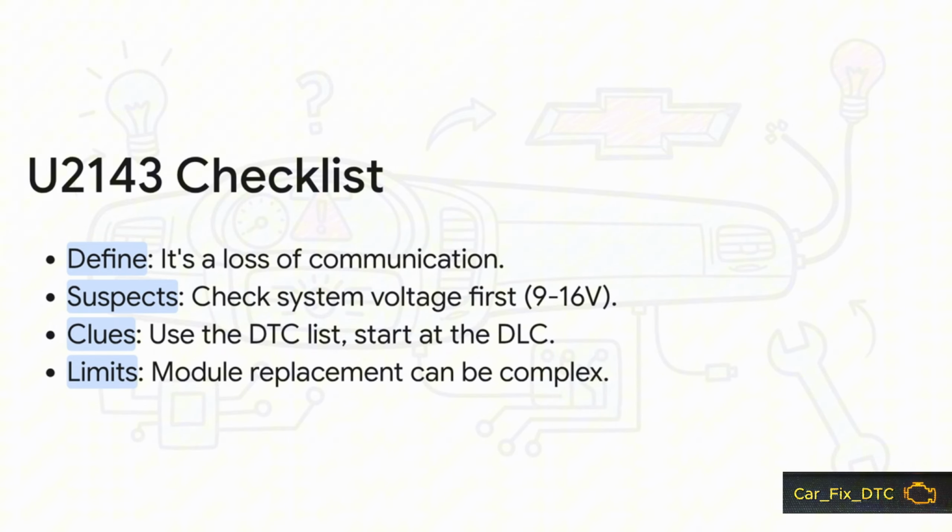First, always remember what this problem is at its heart. It's just a communication error. Don't overcomplicate it. Second, go after your number one suspect first. Check that system voltage. Is it between 9 and 16 volts? Third, follow the clues methodically, use your scanner's list, and start your search near the DLC. And last but not least, know your limits. If a fix feels like it's over your head, it's time to call in a pro.